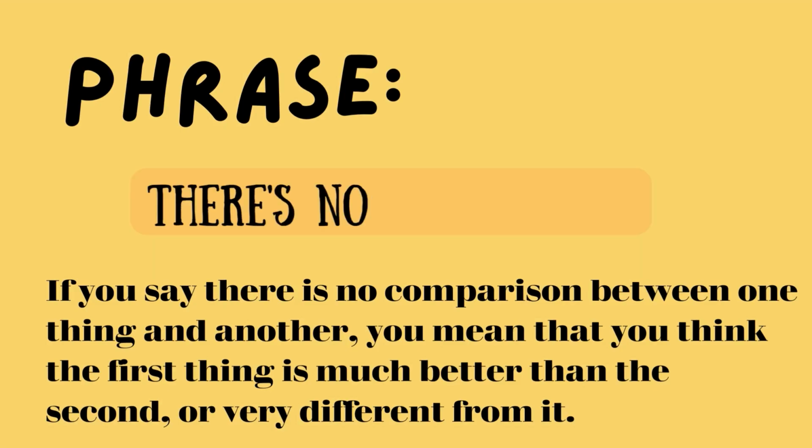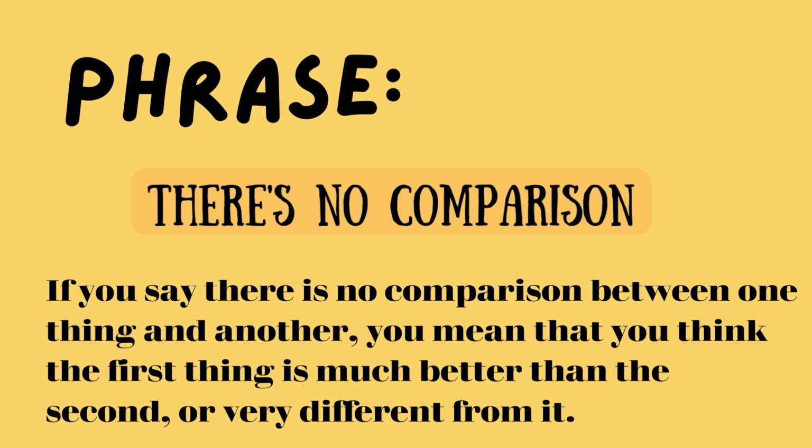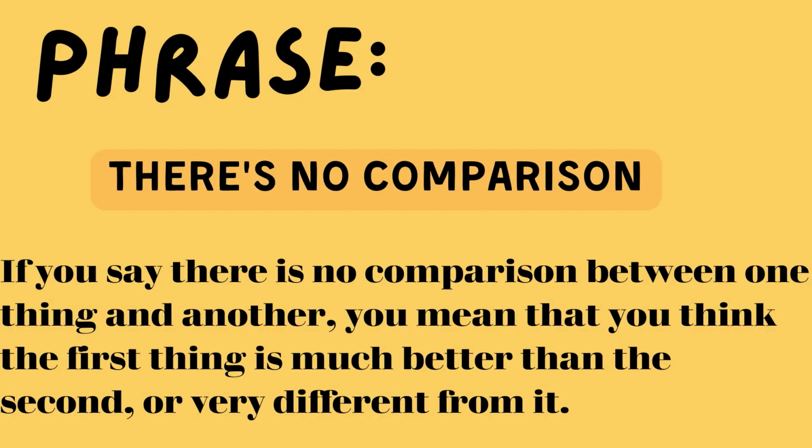We use this phrase, there's no comparison, when we want to say that there's just no way we can compare two things. Either we say this when we mean the first thing is much better than the second, or that they're just very different, like apples and oranges. There's no comparison.